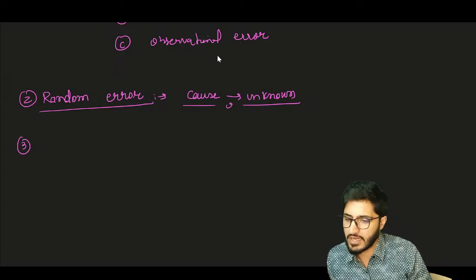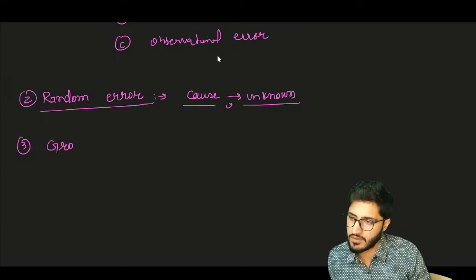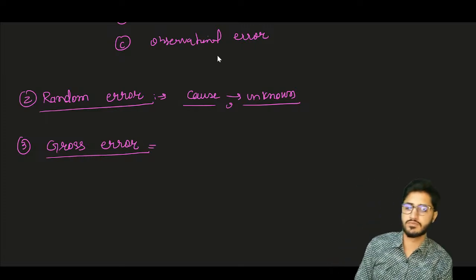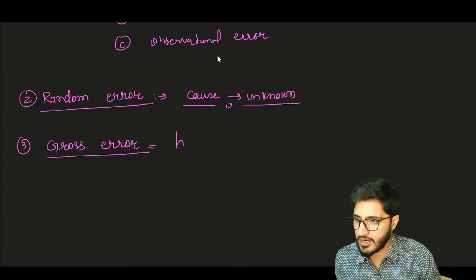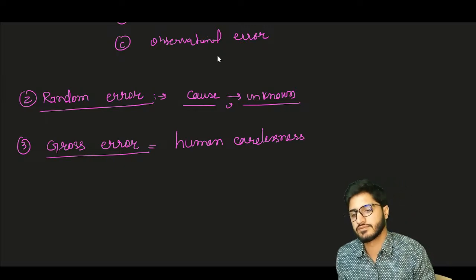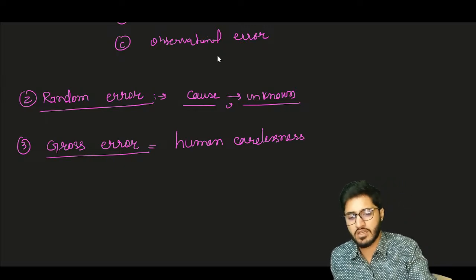Number third, we are having gross error. What is a gross error? Gross error is that error which came out because of human carelessness. Okay, this is a human error.